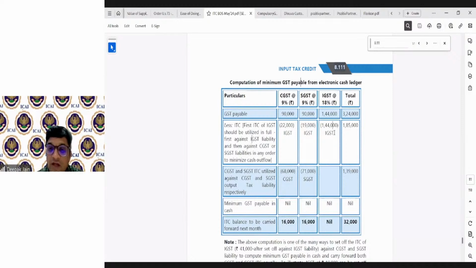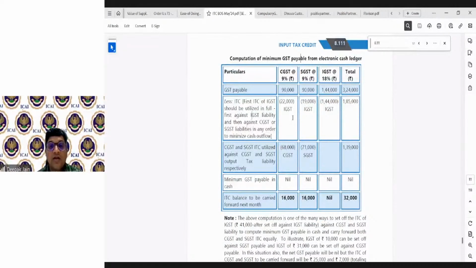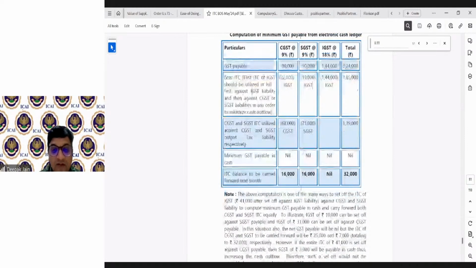So fully IGST credit, there is a credit of 1,85,000. 1,85,000 you are utilizing fully for IGST liability. Then you are utilizing for CGST 22,000 and 19,000 for SGST. Okay, it is one of the many ways. As the note says, you could offset this IGST credit against CGST and SGST in any order so that you have to pay less minimum taxes. That is the objective. With this objective, you're achieving minimum GST payable in cash is nil. There is no GST payable at all.